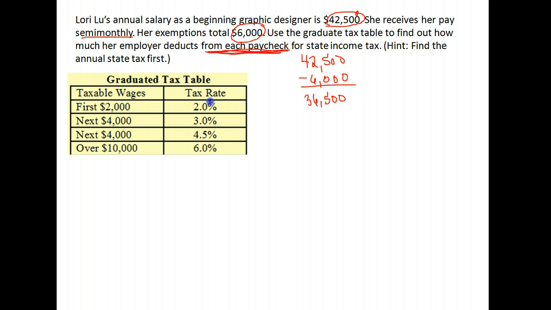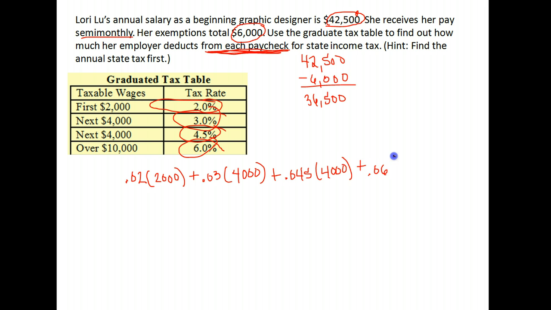Break it up into the groups. It's the same groups as we had on the last question. So the first 2,000 is 2%. So we take 0.02 times 2,000. The next is 3%. So 0.03 times 4,000. Next we have 4.5% on that next 4,000. And notice I am changing all the percents to decimals. 0.06 times, what do we have left over? We've used up 10,000 so far, so what's left of our wages? And it's $26,500.